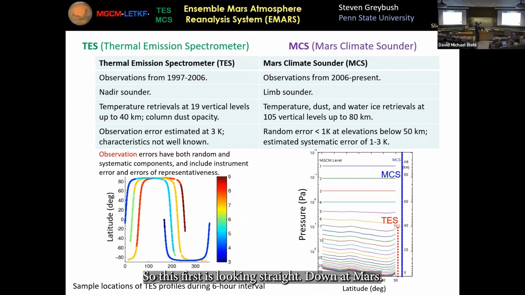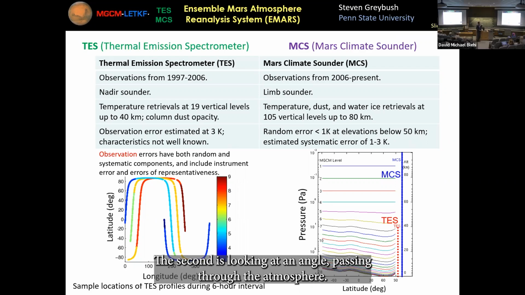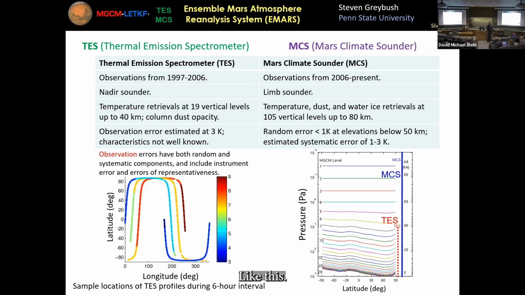So this first is looking straight down at Mars. The second is looking at an angle, passing through the atmosphere like this. So you see a lot more vertical information, but if there are thick dust clouds, you cannot see through them as well. So there are pros and cons to each type of measuring system that we can use for Mars.